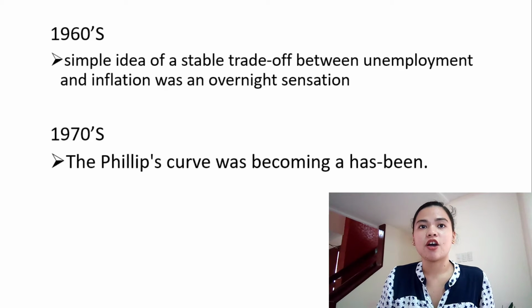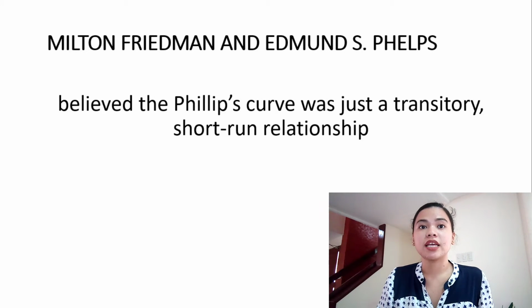The simple idea of a stable trade-off between unemployment and inflation was an overnight sensation in the 1960s. By the early 1970s, the Phillips curve was becoming a has-been. Because Keynesian demand management policies generate the curve, it will come as no surprise that monetarists such as Milton Friedman and Edmund S. Phelps always believed the Phillips curve was just a transitory, short-run relationship.